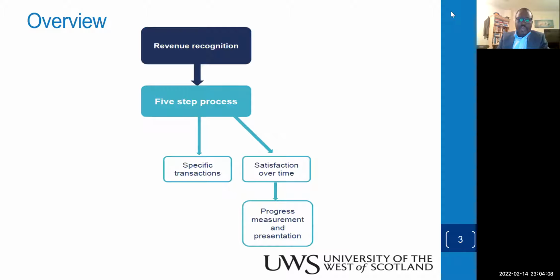Overall, this is an overview of the picture to illustrate the revenue recognition model or process. The 5-step approach is what we'll be looking at, and we want to use a terminology, so we use the COPA approach. We'll look at specific transactions satisfied at a point in time, and where we satisfy them over time. Then how do we measure progress and present this on the face of the financial statements?